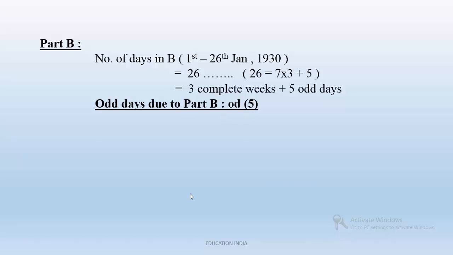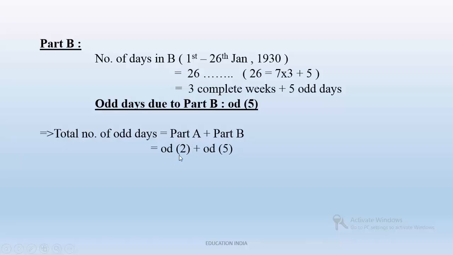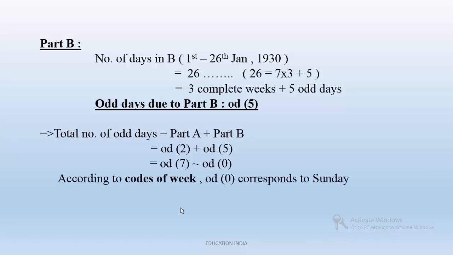Now we just have to add the total number of odd days in part A and part B. The total of odd days in part A was 2 and here it's 5. So the final number of odd days is 7. Now as I said before, 7 odd days constitute a complete week and is equivalent to 0 odd days. Hence, according to the codes of week that I have mentioned in part 1 of the video, odd 0 corresponds to Sunday. Hence, 26 Jan 1930 was a Sunday.